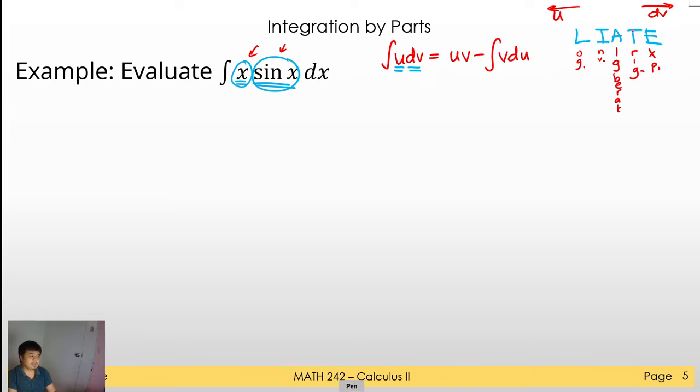So I will give you a counter example wherein this might not be helpful, later. Okay. So for this, we have x and sine x. So what is x? x is actually algebraic. So algebraic is anything that is polynomial, no? So we have x squared. We have, let's say, the square root of x minus 2, so that is algebraic.